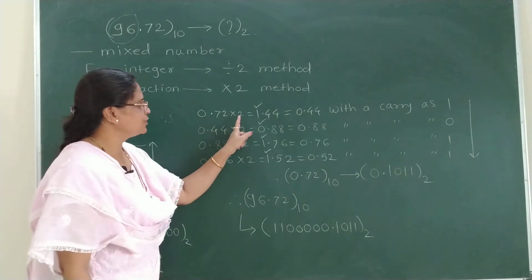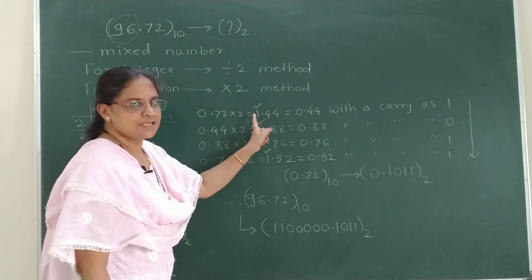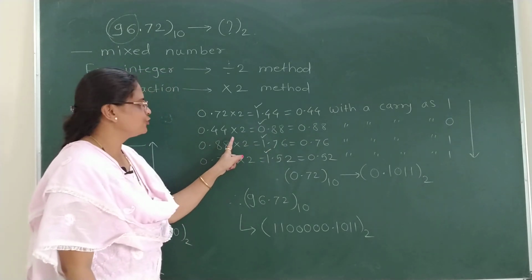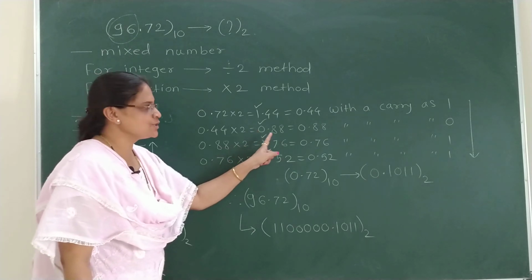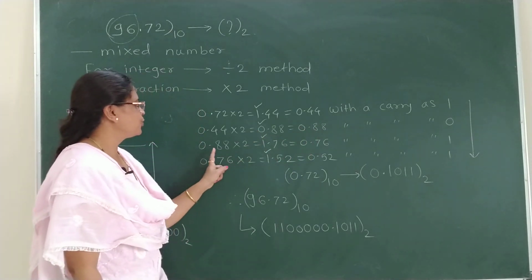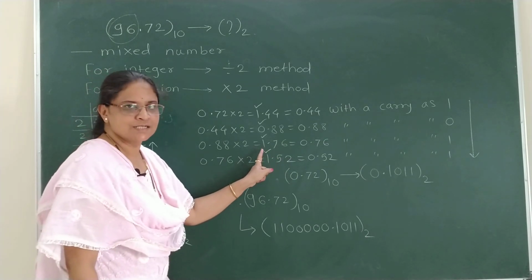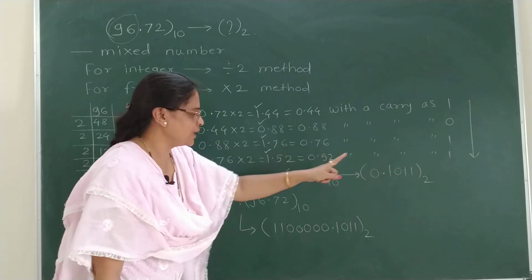Next, 0.72 into 2 becomes 1.44. Remove this digit 1 from the integer as carry. Continue multiplication with 0.44. It shows 0.88. Remove this integer position 0 as carry. Continue with 0.88 into 2. 1.76 is the answer. Remove this integer position 1. The answer is 0.76 with carry as 1.